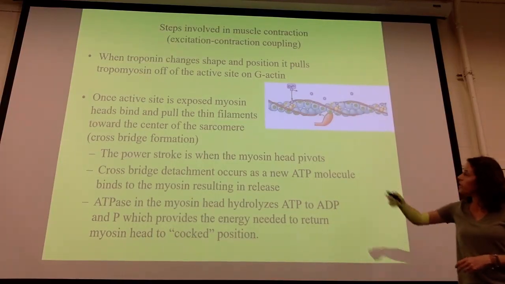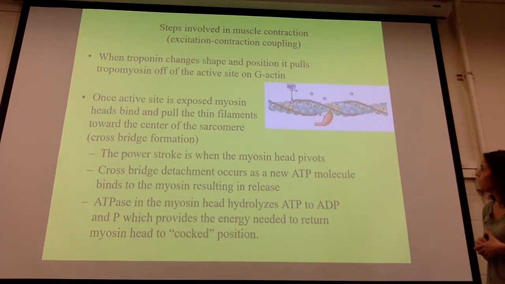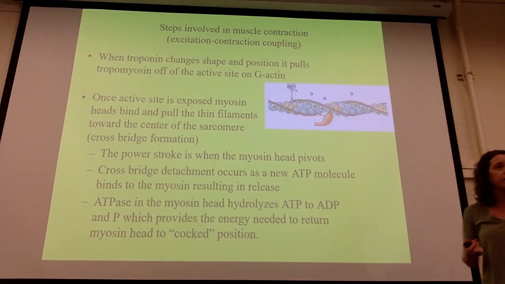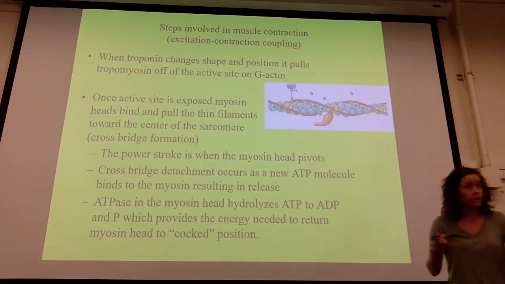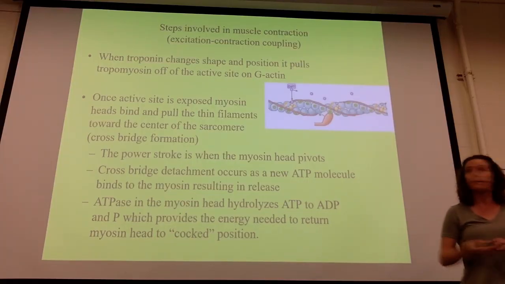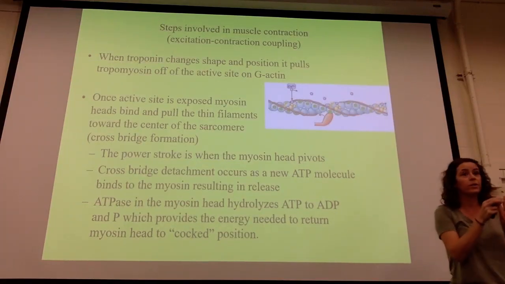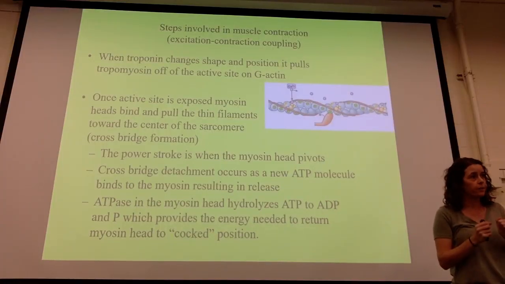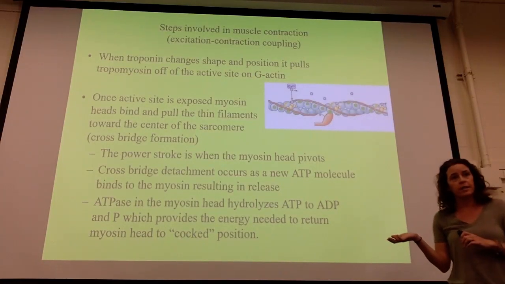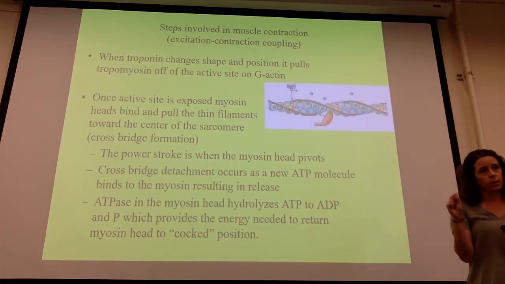So step one, when troponin changes shape and position, it pulls tropomyosin off the active site, same thing as binding site, on G-actin. Okay, so we know this. Troponin, three little yellow balls here. Troponin has three subunits. One of those subunits is just for calcium. So calcium comes in, binds to troponin. Troponin changes shape.